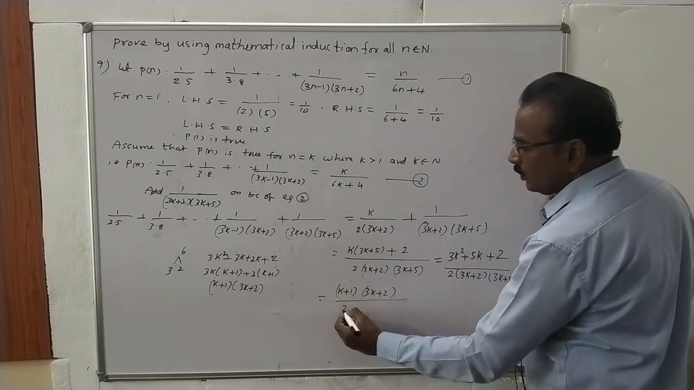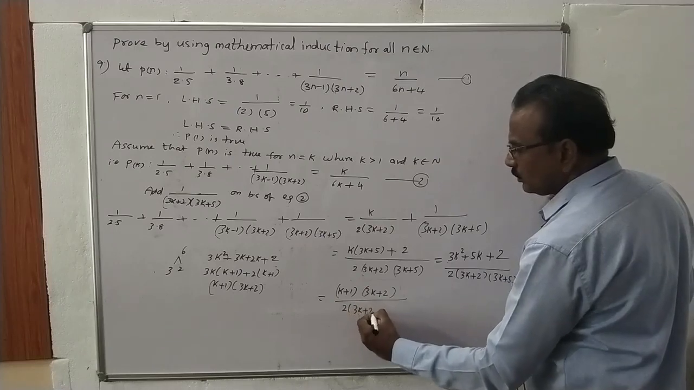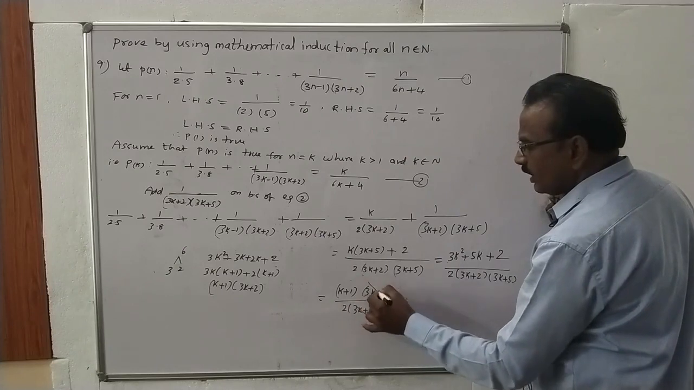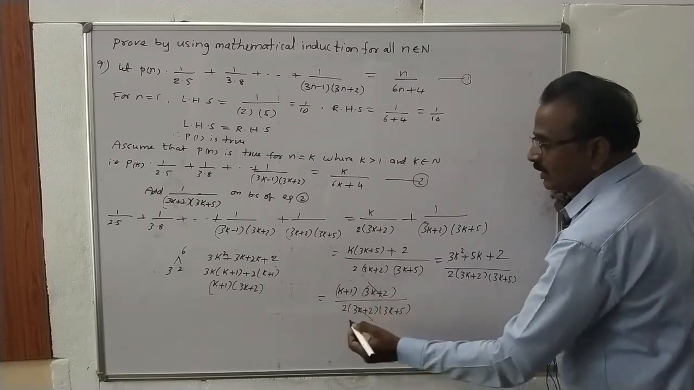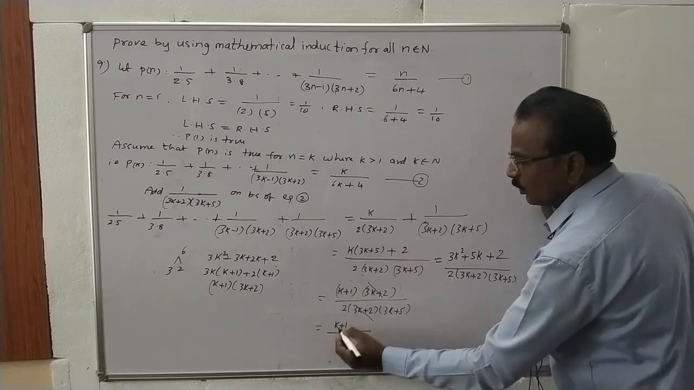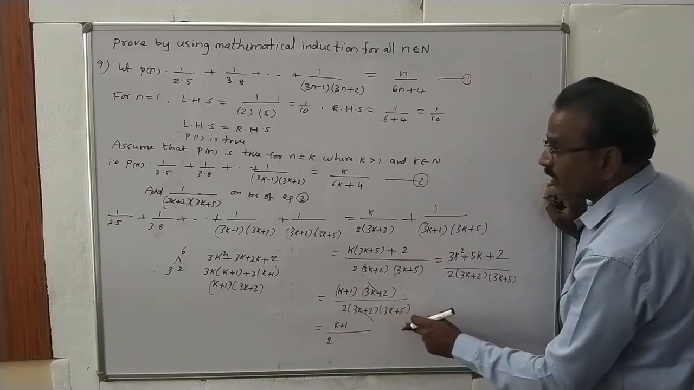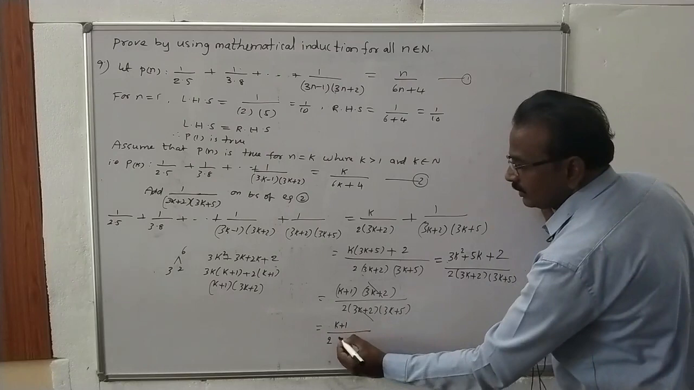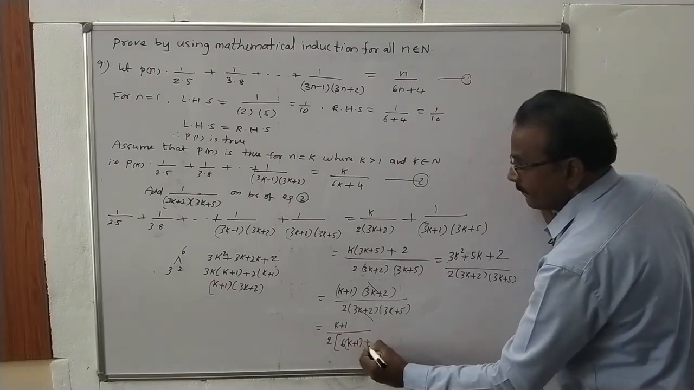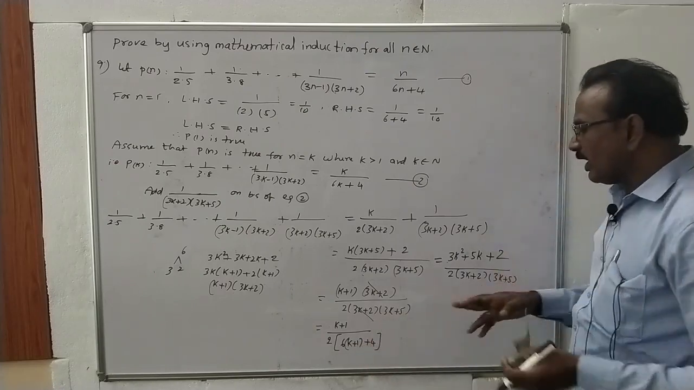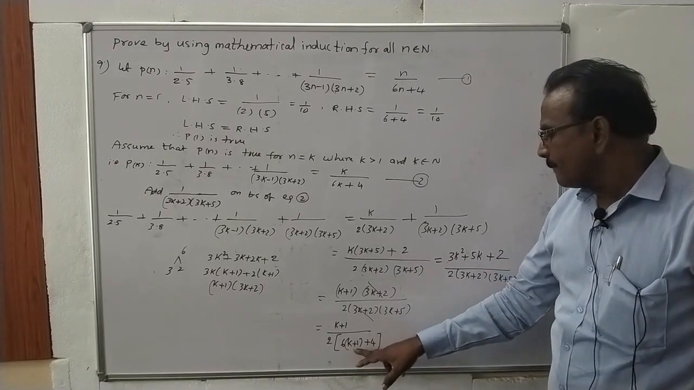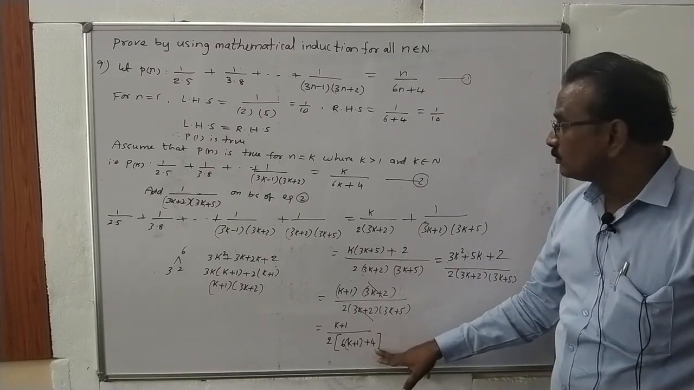Divided by 2 into 3k plus 2 into 3k plus 5. Here 3k plus 2 get cancelled. Next, adjusting the terms, k plus 1 divided by 2 into 3k plus 5 can be written as 6 into k plus 1 plus 4. 3k plus 5, 6k plus 6 plus 4.